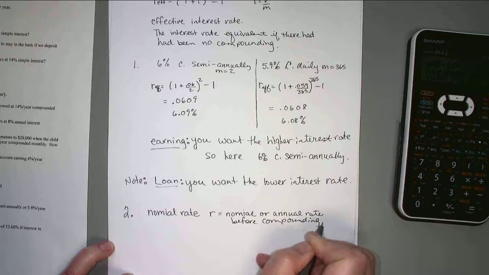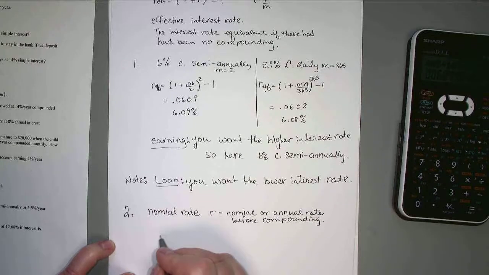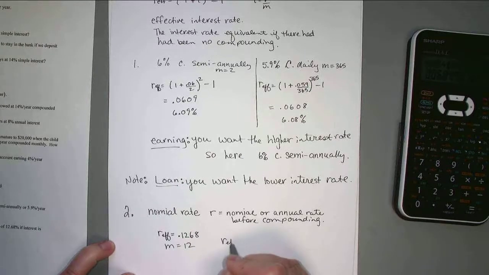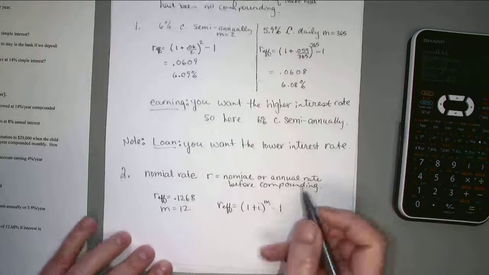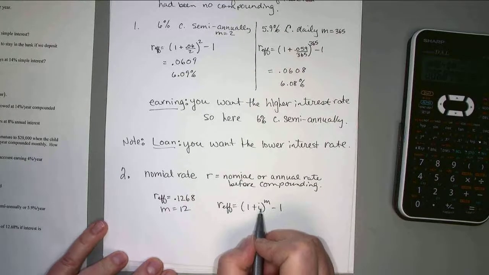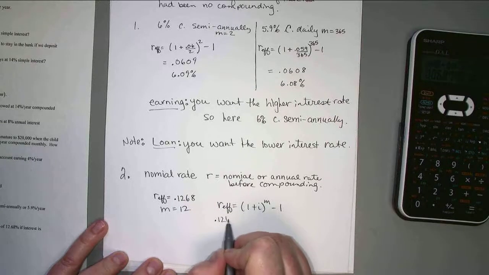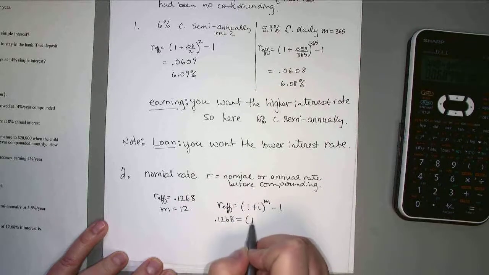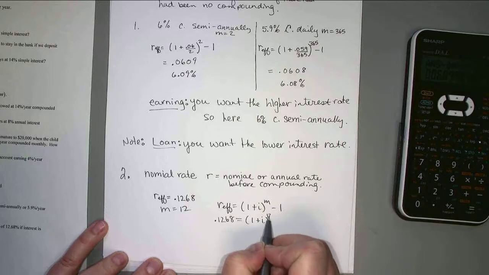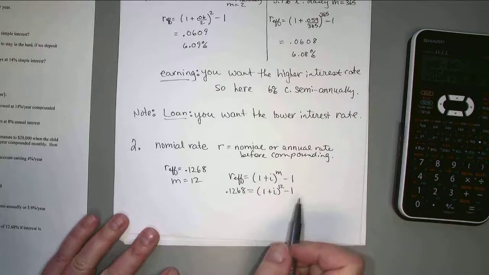So the effective rate they're giving in the question is 0.1268, and it's compounded monthly. So if we write the formula out, we're going to find I and then use it to find R. So 0.1268, 1 plus I to the 12 minus 1. So here we would move the 1 over.